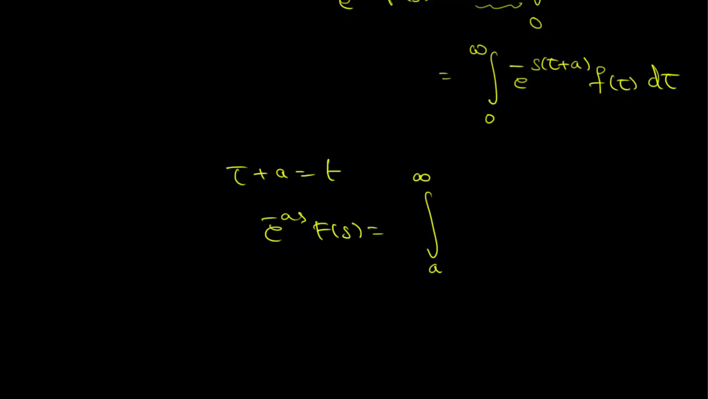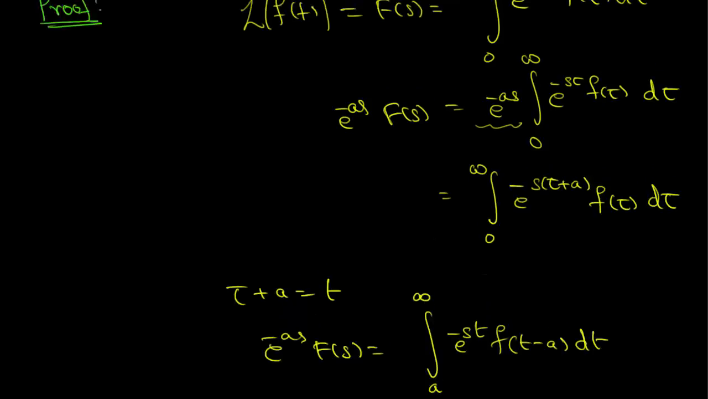This is because when tau is equal to 0, t is equal to a, and when tau goes to infinity, t also goes to infinity. e to the power of minus s times t, since tau plus a is equal to t, and tau is t minus a. So we have f(t minus a) dt.